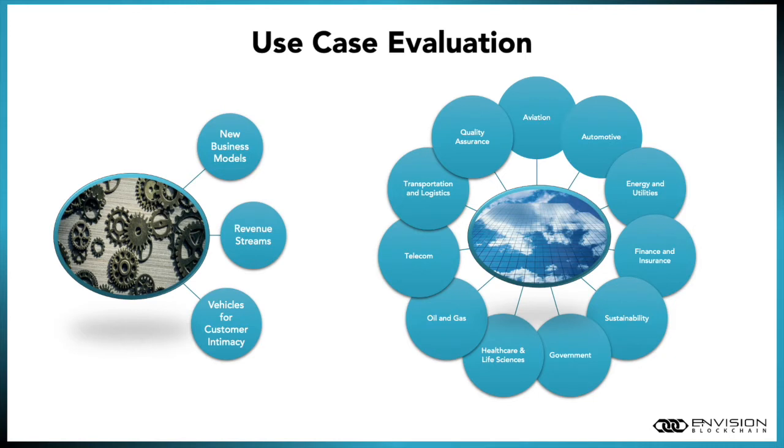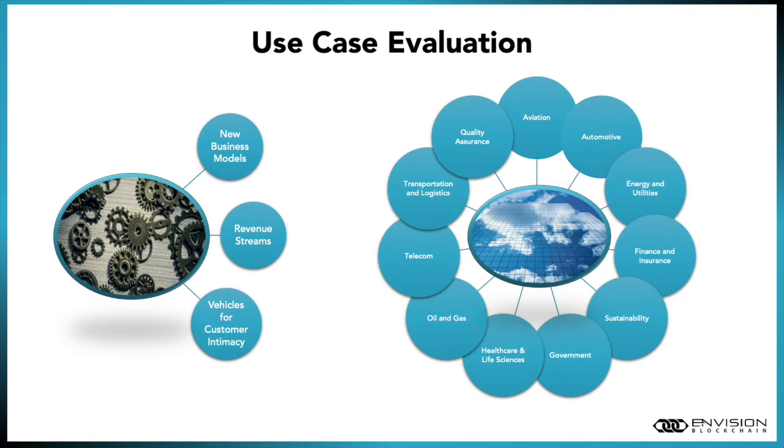And revenue streams, without revenue streams, what good is going into business in the first place? And then on the right-hand side, we see a whole list of different types of industries, or maybe horizontals. For example, aviation or automotive, energy and utilities, finance and insurance, sustainability, government, healthcare and life sciences, oil and gas, telecom, transportation and logistics, quality assurance. Realistically, some of these are verticals, some of these are horizontals, but if you were to take the left picture and the right picture and merge them all together, you have the basis of a use case.